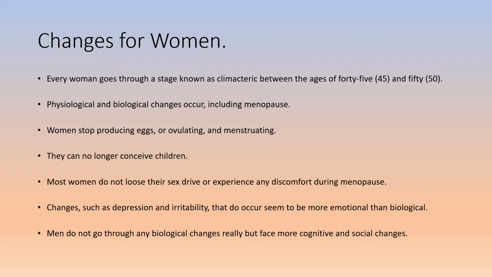Now, men don't really go through any biological changes other than outward appearance, and men can have children until their very old age. Sometimes their sperm count can decrease, but for the most part, men can have children very late in their lives. But remember that most men will face more cognitive and social changes, so emotional and thinking changes, while women don't go through too many thinking and emotional changes. They go through more physical changes. So that's a difference between men and women in terms of changes in adulthood. Women face more physical changes, men face more emotional and cognitive changes.